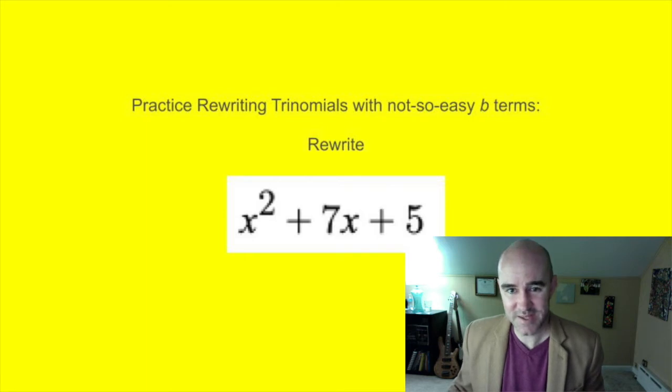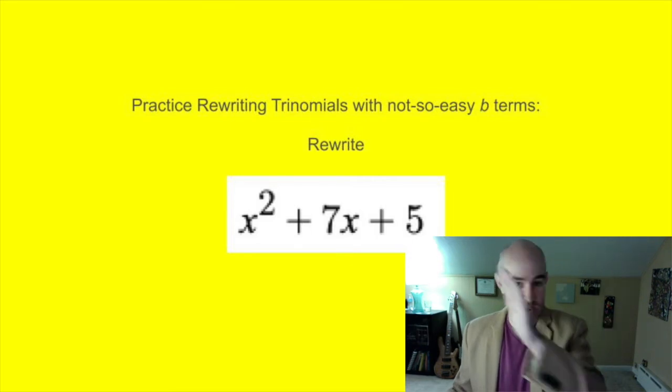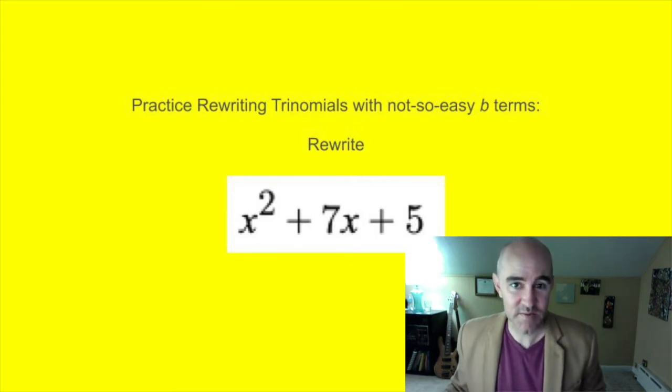Well, in this case, the b term is 7, which means that when we go to take half of 7 to find x plus half of 7 squared, it's going to give us a fractional amount. That's going to present some complications, but don't worry, I'll walk you through it.